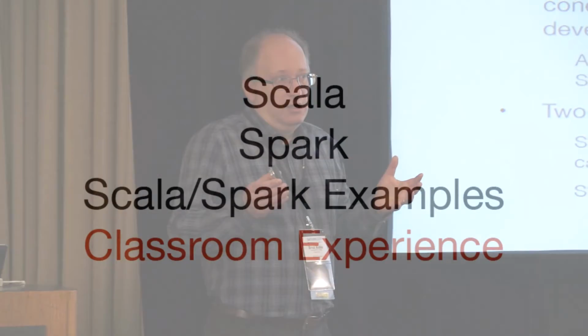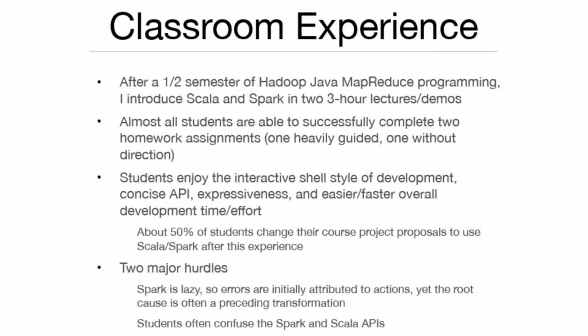So the way I run my big data course is half the semester is Java, MapReduce, and related technologies in the Hadoop environment. And then for the last year, I've switched over to 2 lectures, 3 hours each, on Scala and Spark. So students come knowing how to program in Java, know nothing about Scala, know nothing about Spark. They're able to complete 2 homework assignments, one with some guidance throughout it, one with very little direction. And the completion rate is like 95% on these assignments.